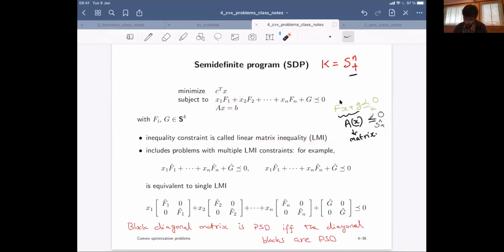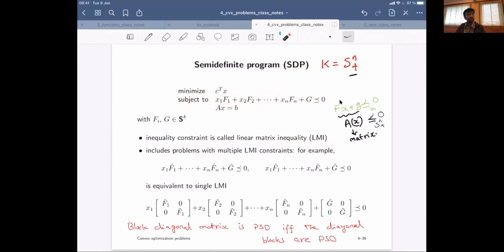So we have several constant matrices, each multiplied with a component of the vector or variable and added together, and there is also a constant matrix added. We are saying that this is less than or equal to 0, meaning it is negative semi-definite. A problem in this form is called a semi-definite program, SDP.